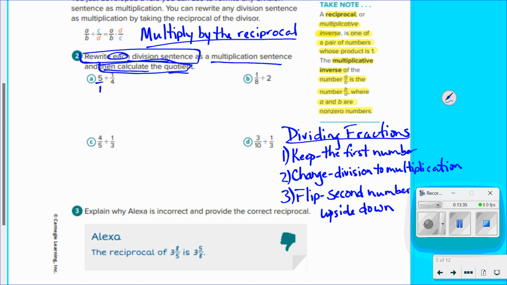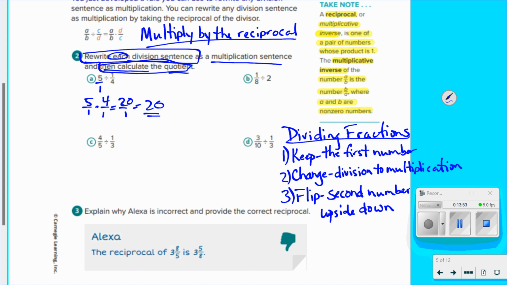Go. Okay, our first one. I'm going to go fast because we have a lot more we want to get through. This is just to verify what you did. So keep 5 over 1, change, times, flip, 4 over 1. 5 times 4 is 20. 1 times 1 is 1. 20 divided by 1 is 20.